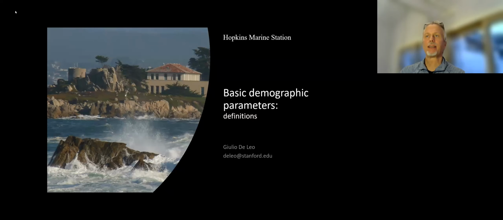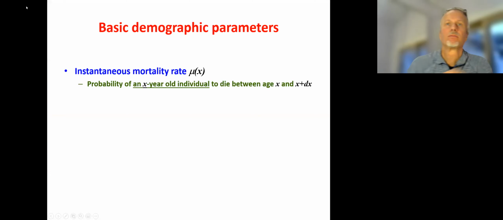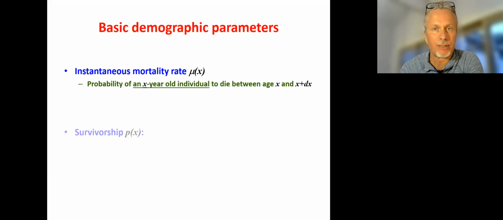Okay, let's look at the basic demographic parameters and their formal definition. First, instantaneous mortality rate is the foundation. We use as notation mu of x. Mu is the Greek version of the letter m, and x is the age. It is the probability of an x years old individual to die between age x and x plus dx.